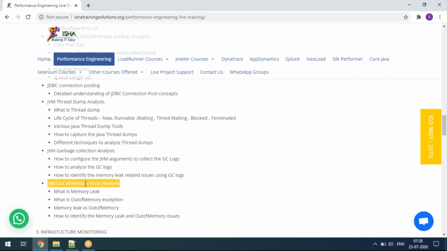And the out of memory, say, somebody should understand what is memory leak and what is out of memory. Anybody can tell me a rough definition for what is memory leak?